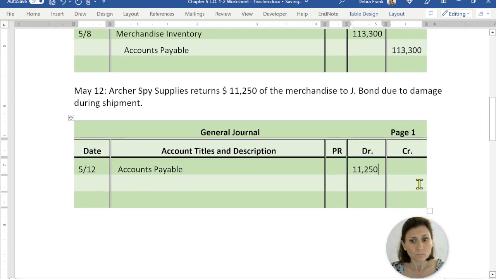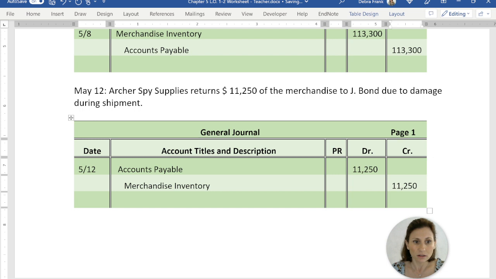Okay. And then now we're going to say, okay, we also don't have this merchandise inventory anymore because we returned it. So we're going to decrease our inventory with that credit. And there we are. Not too bad. All right, so let's keep going. Let's scroll down.